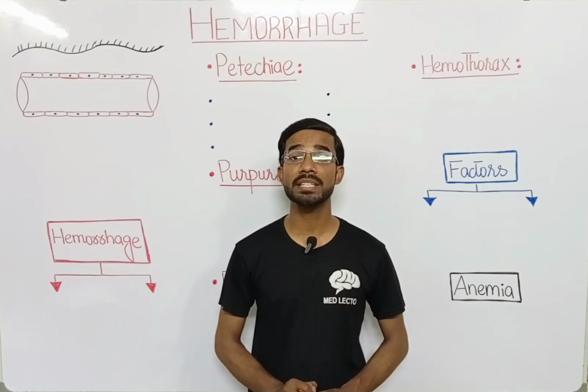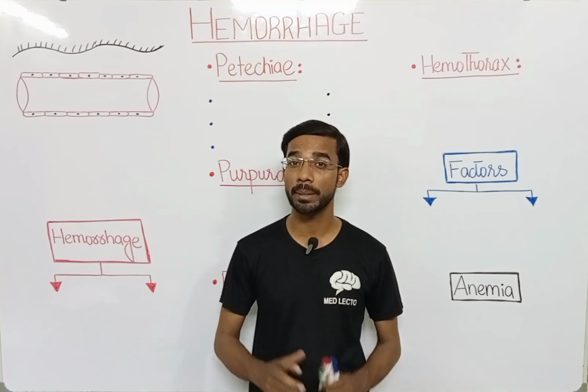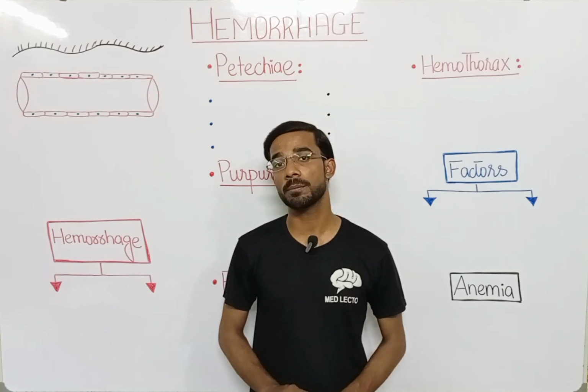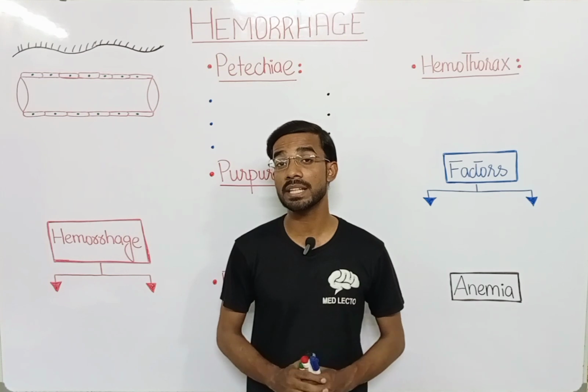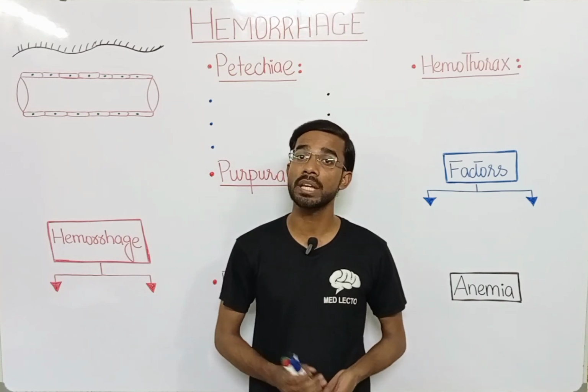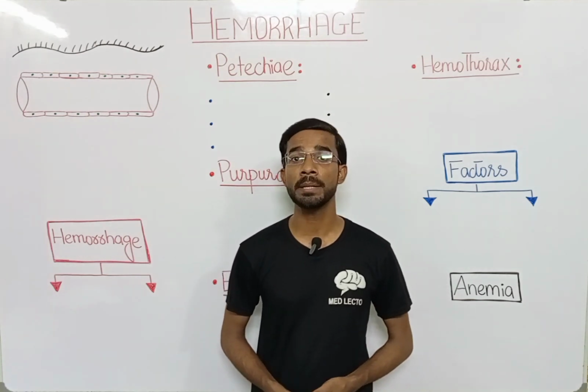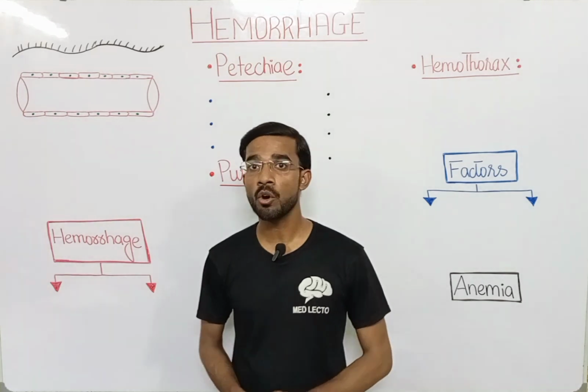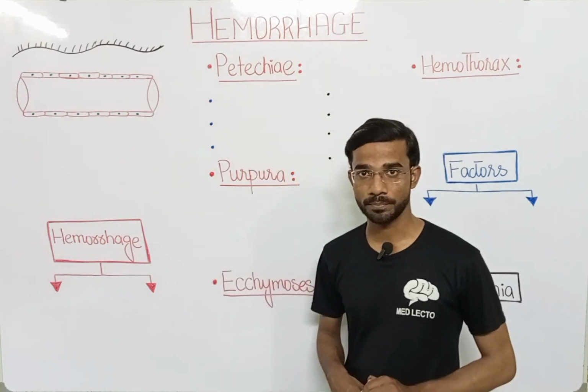So hemorrhage is basically the extravasation of the blood from the ruptured blood vessel, or you can simply say that the leakage of the blood from the blood vessel is called the hemorrhage. So it has two conditions.